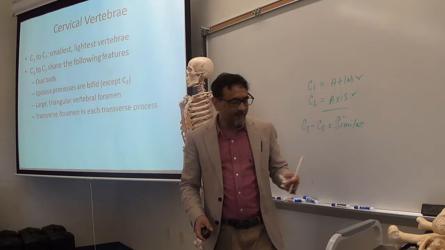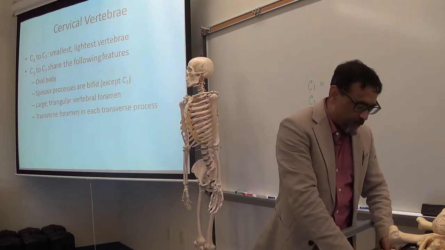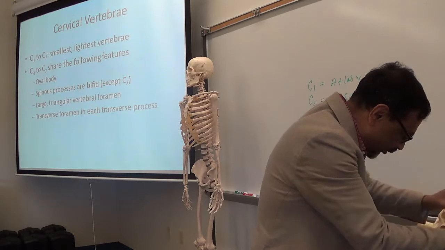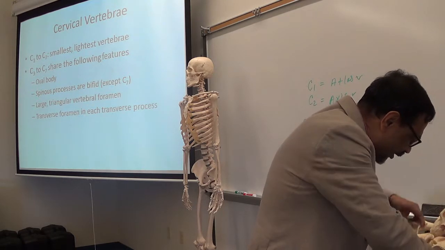Okay, now I said that C1 and C2 are different than other vertebrae. So how are they different?